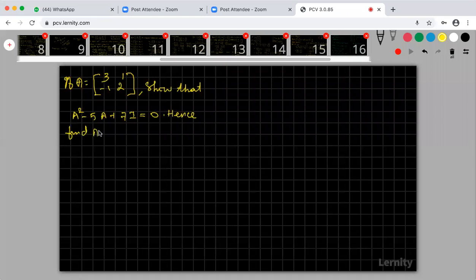Hence find A inverse. How to find out A inverse? This is a very important point. Hence, find A inverse means using this result, you have to find out the inverse. That means using this result, you have to find out A inverse. Don't apply this formula, 1 by determinant of A adjoint of A. Don't apply.